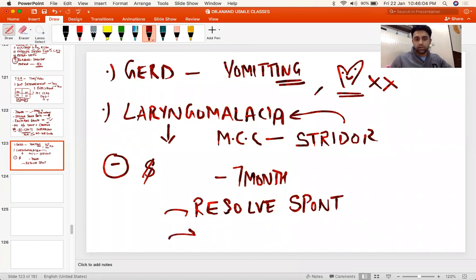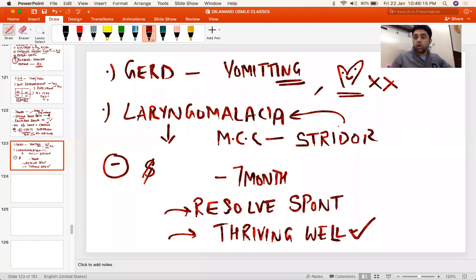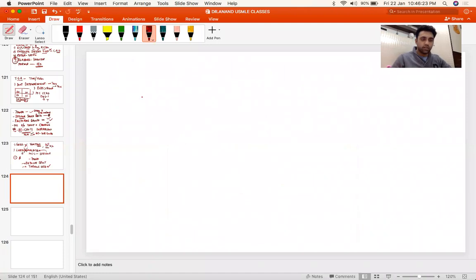And one more thing about laryngomalacia babies: usually they are thriving well, but this baby was not thriving well. So good. So GERD is not the answer. Laryngomalacia is not the answer. Let's see the other two options.